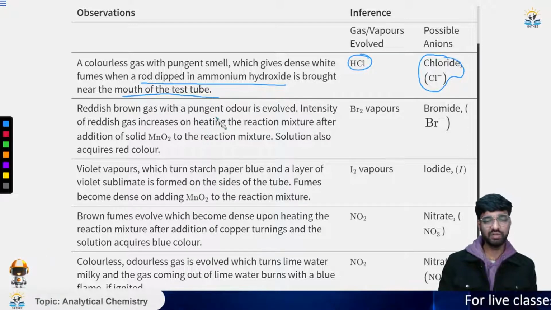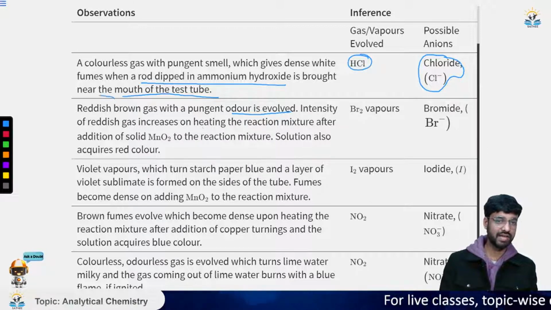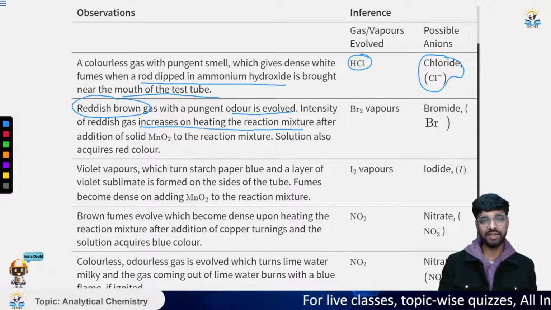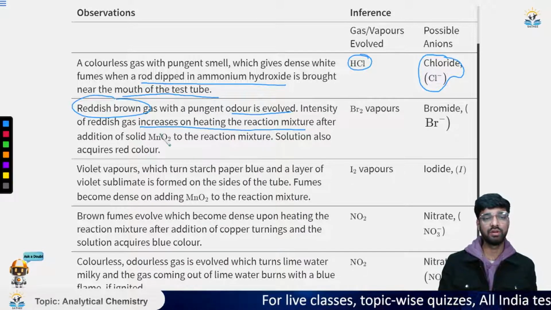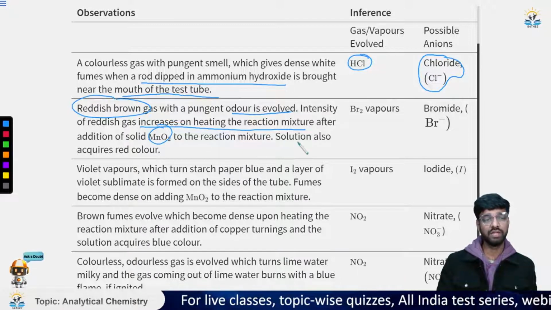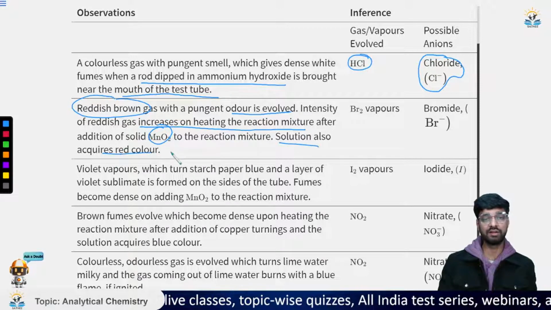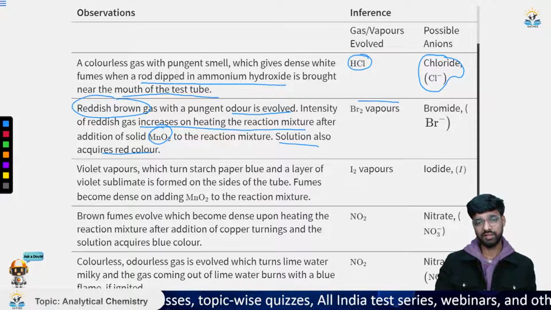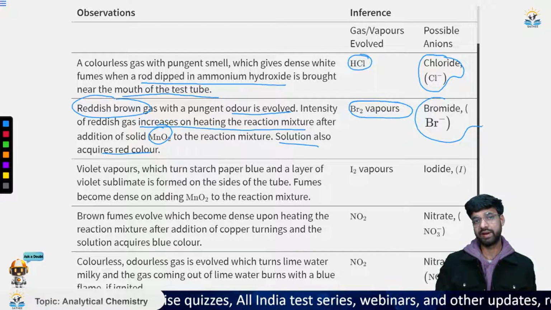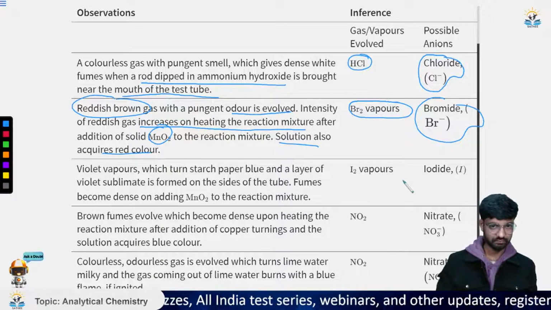If a reddish brown gas with a pungent odor is evolved, and the intensity of the reddish brown color increases on heating the reaction mixture after addition of solid MnO2, so we add MnO2 and heat it more, then the solution also acquires a red color. Then of course it is vapor of Br2 and Br minus may be present.